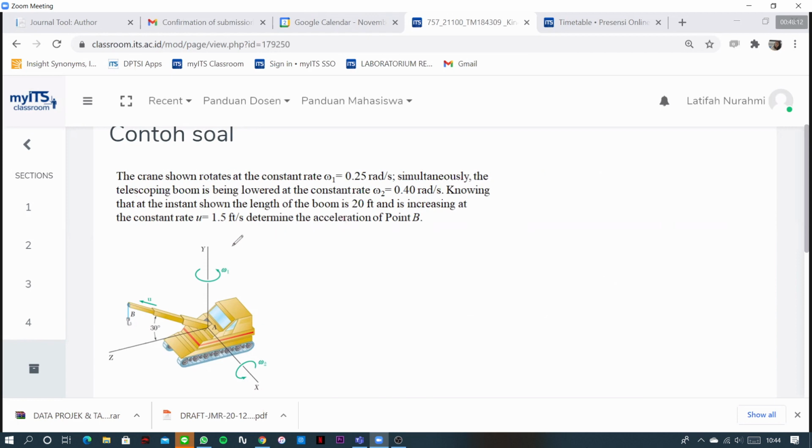I will come back to this screen. So this screen has constant rate, omega 1. So omega 1 is here about y.